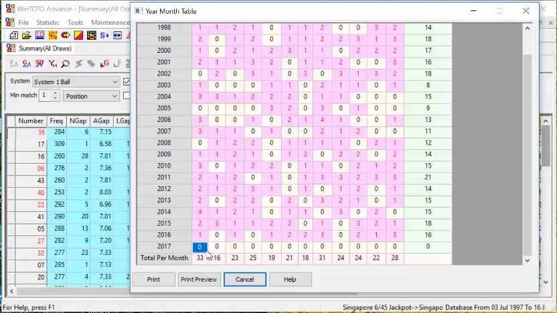Why I'm trying to share this with you is because I just want you to have a very good understanding that the moment you have the WinToto Advanced with you, you become a different type of player. You become a player that understands their limits, understands how to be a responsible player, rather than a player that blindly buys and anyhow buys. Alright, so let me close this. So from here you can see that number 36 is one of the good numbers.